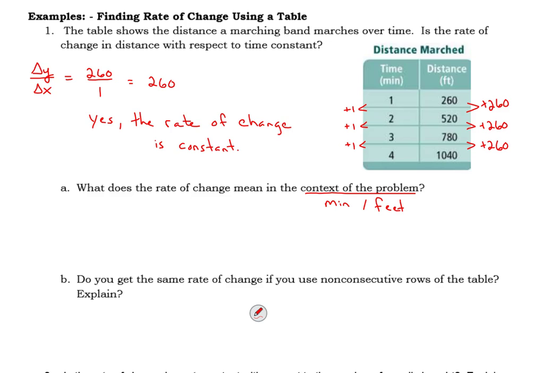So if we think about what 260 means for this problem, we can say that for each minute, the band marches 260 feet. Or you can simply say something like the band marches 260 feet per minute. You have to use the words in the problem when you're writing in the context of the problem.